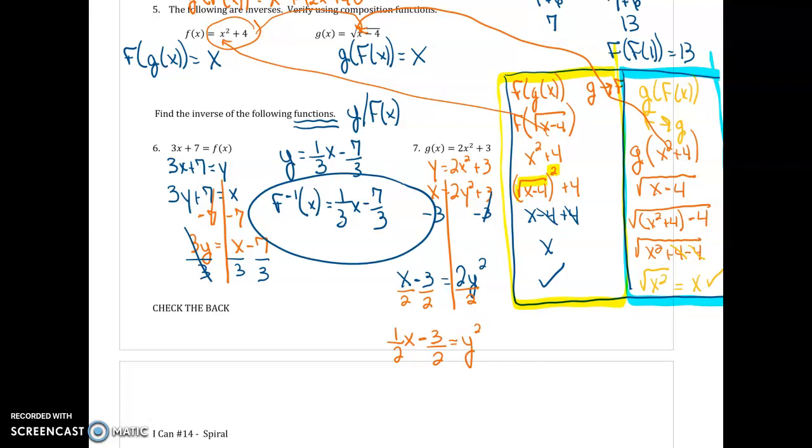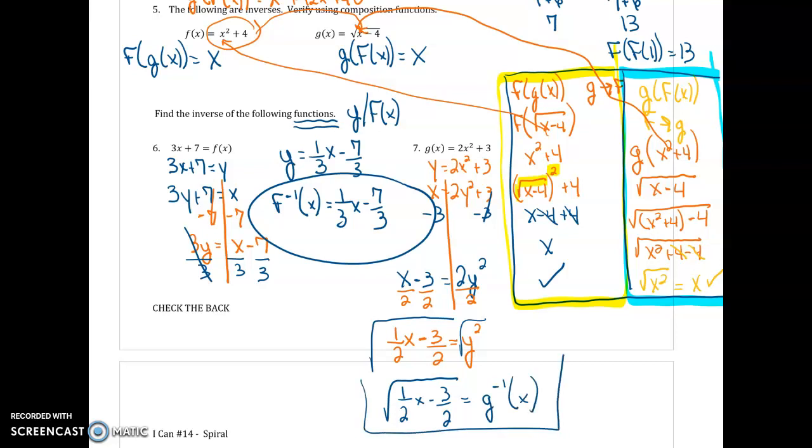And now the last thing I'm going to get rid of is the squared. So to undo the squared, I'm going to square root, and then I'm going to square root all of this. I just want to make sure that all of that ends up under the check mark. So when I'm done, and now that I have my inverse notation, y, I'll write it as inverse notation of the function. And that is ICAN 13.